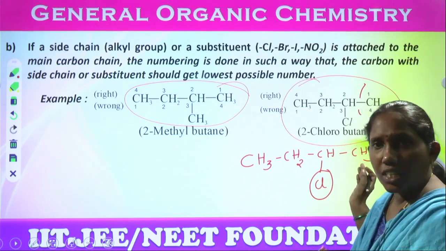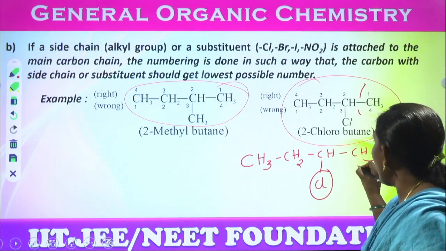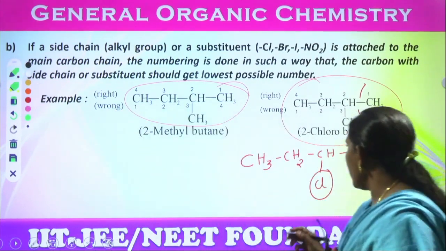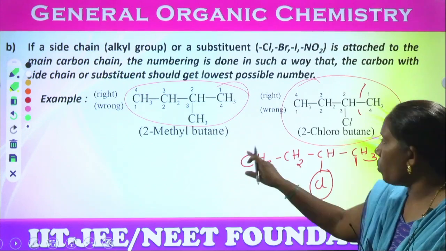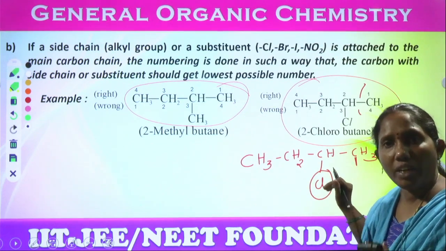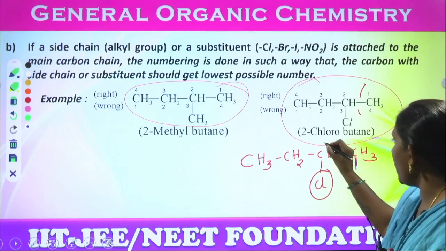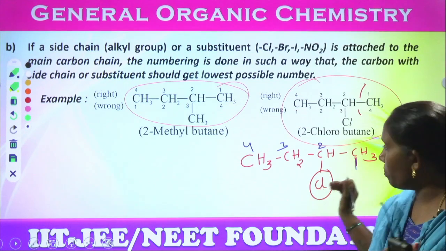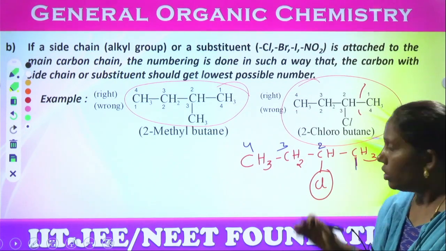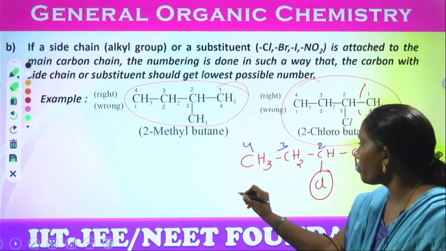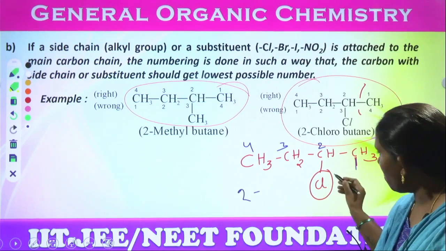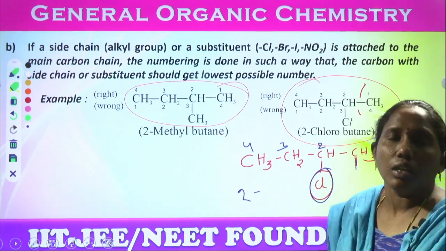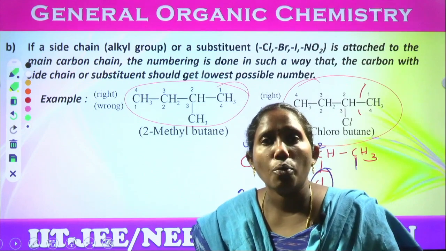So the lowest sum rule means we have to give the lowest number to the chlorine-containing carbon. If you come this way, 1, 2, 3, the chlorine-containing carbon is number 3. If you come the other way, the chlorine-containing carbon has number 2. So I prefer this order, which is correct. What is the prefix here? Not an alkyl group; there is a halo group, meaning chlorine. Halogens are chlorine, fluorine, bromine and iodine.